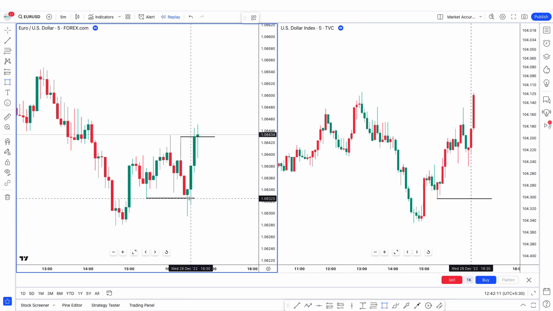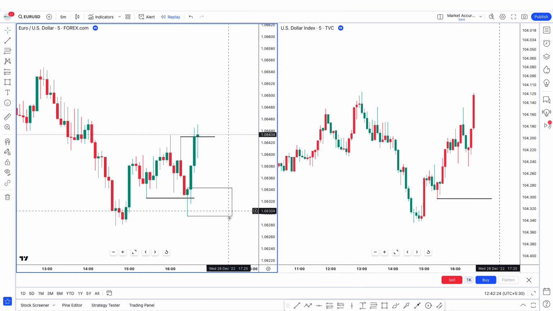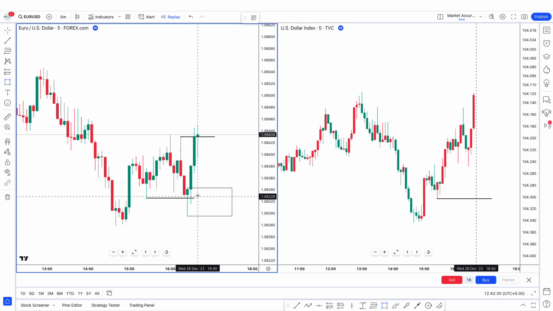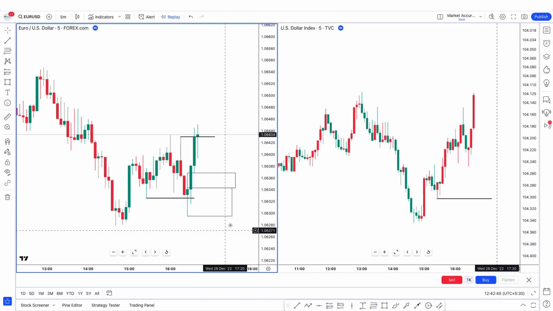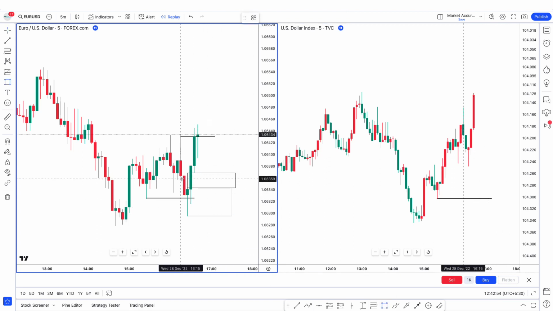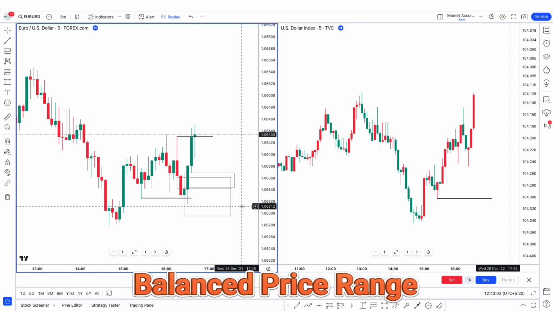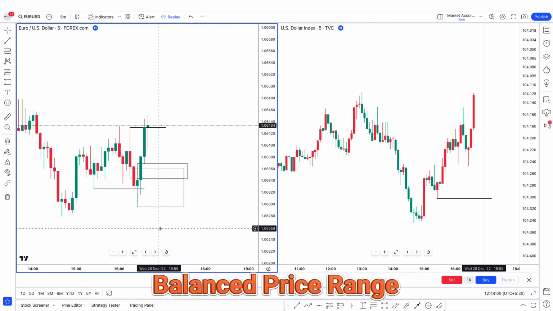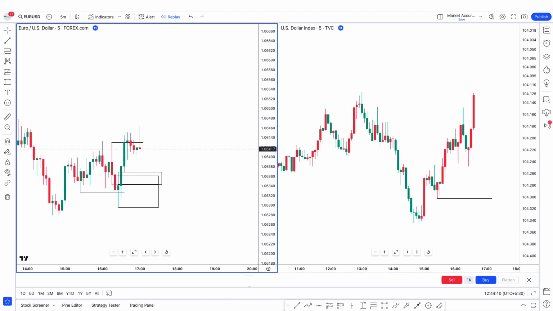So we have a market structure shift on a 5-minute, and we simply have this order block, and we have fair value gap, and we also have a BPR. Now, balanced price range is something that I'm going to teach in my upcoming video. We have 3 confluences here as well. Now, let's see how this trade plays out.